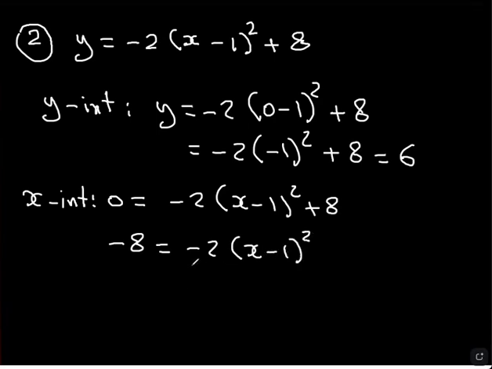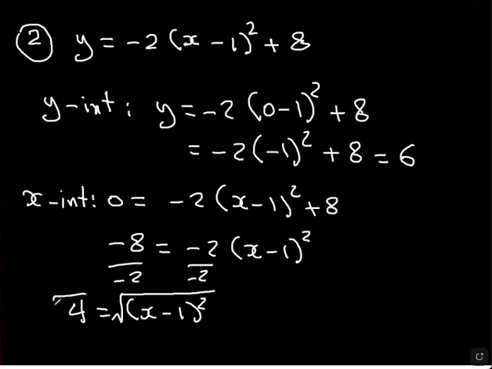Now we need to divide both sides by -2. We get 4 equals (x minus 1) squared. At this stage, I want to square root both sides. So when I square root here, I'm going to get plus or minus 2 equals x minus 1, because the square root gets rid of the square.